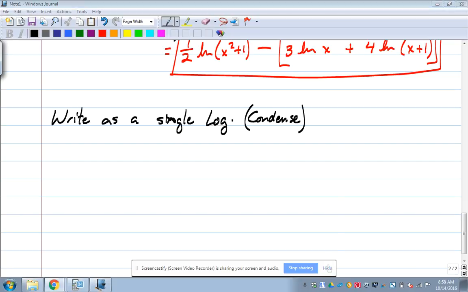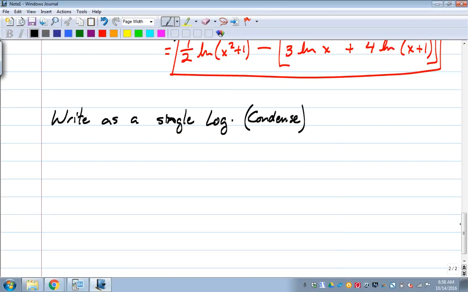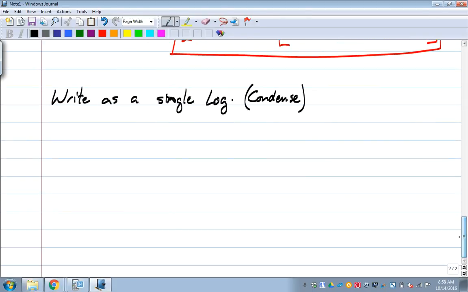Right, so what are we on? H. So let's start with a fairly simple one.